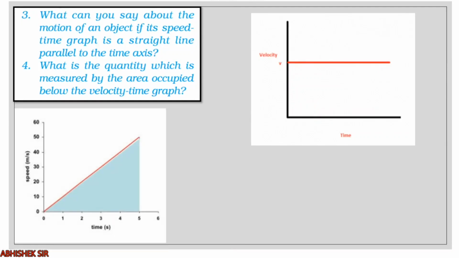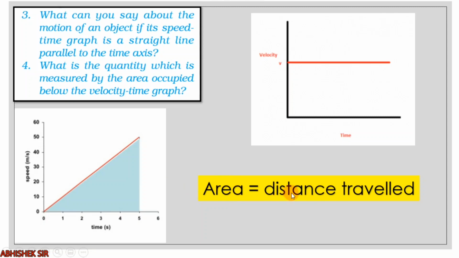What is the quantity which is measured by the area occupied below the velocity versus time graph? So you see over here we have seen already this topic in our previous videos. What you will get by the area? Distance traveled by the object.